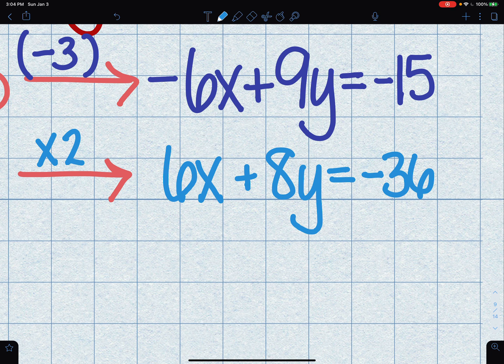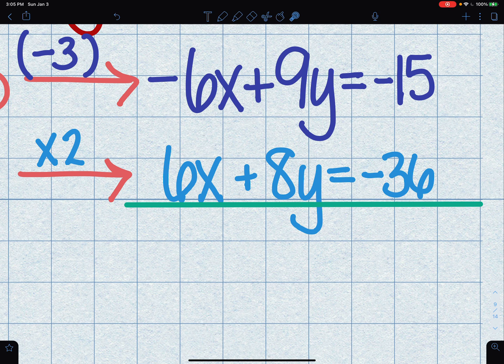And now I'm finally to the point where I can eliminate. All right, time to poop something out. Sorry, that's what I think of with the elimination method. But it's kind of what we're doing, right? We're just going to poop something out. We're going to poop out the 6x and get rid of it.